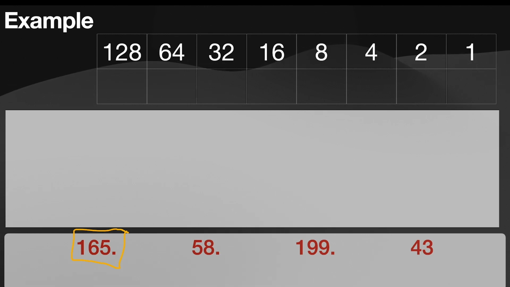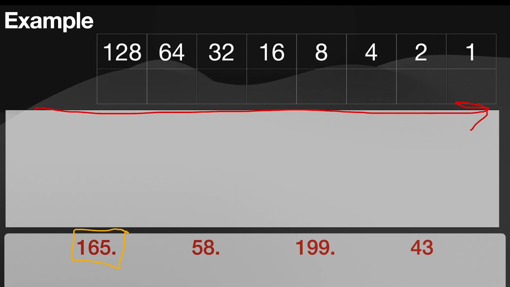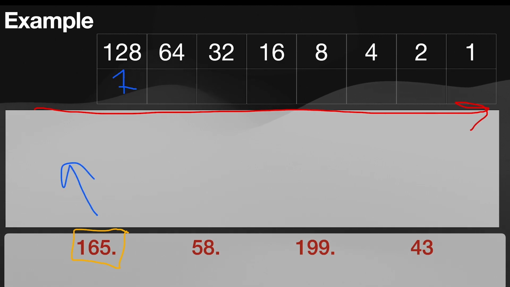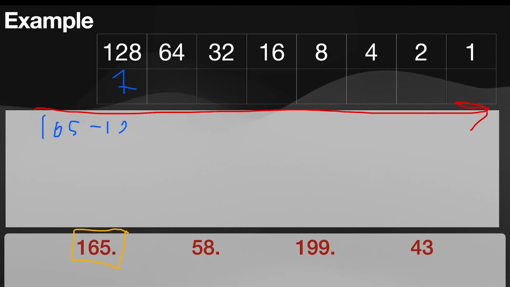So this time it's a little different. Going from left to right, we need to find the first number that is less than or equal to our number, which is 165. So 128 is less than or equal to 165, so we are going to put a 1 there. Now we're going to take our number, 165, and subtract 128 from it. And then that's going to give us 37.